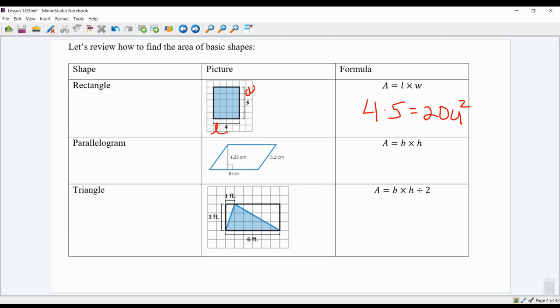Parallelogram. We did an activity where we cut off a piece of a parallelogram and we can turn it back into a rectangle. It's basically this base, which is just like the length, and the height is just like this width. Now here's the thing, the height is right here. This is a slant height.